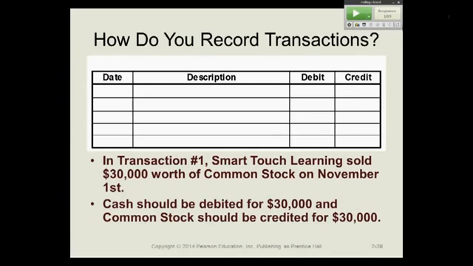We're going back over the same transactions again. Here is an example of the sale of common stock. The sale of common stock is going to be for $30,000. Cash is coming in. The asset cash increases by a credit.